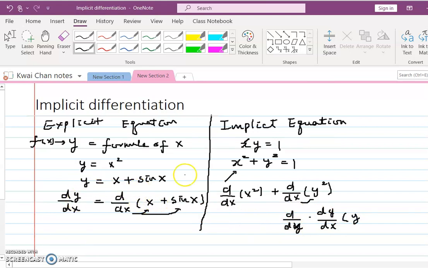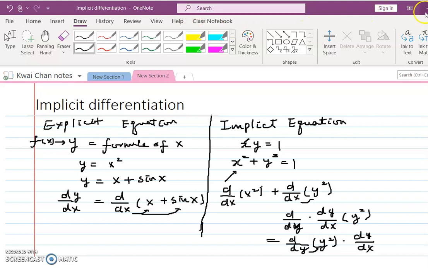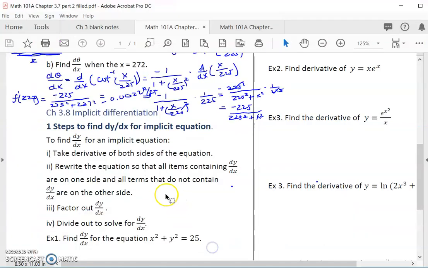And then we switch the position so that the dy and the y here can apply. So it would become d dy of y squared, and I would have the dy dx attached to the end as like a variable. So we would apply our differentiation rules here, and then this would be dy dx attached to the end. So the basic concept is like that. Let's go back to our notes to see how we can go about doing implicit differentiation.